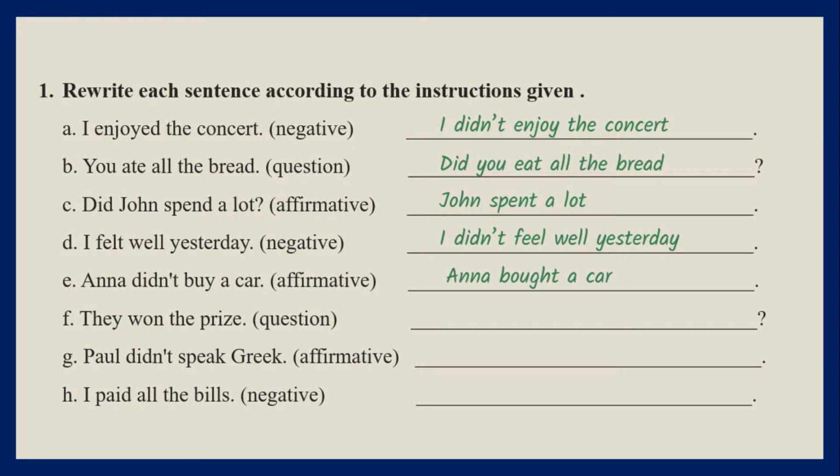F. They won the prize. Question. Did they win the prize? Win is another irregular verb. G. Paul did speak Greek. Affirmative form is Paul spoke Greek. Again, speak is another irregular verb. H. I paid all the bills. Negative. I didn't pay, the base form of the main verb, all the bills.